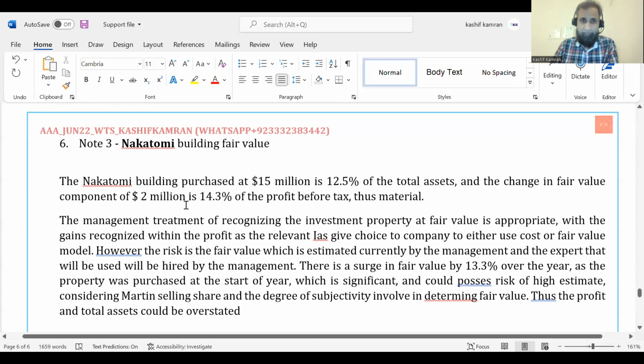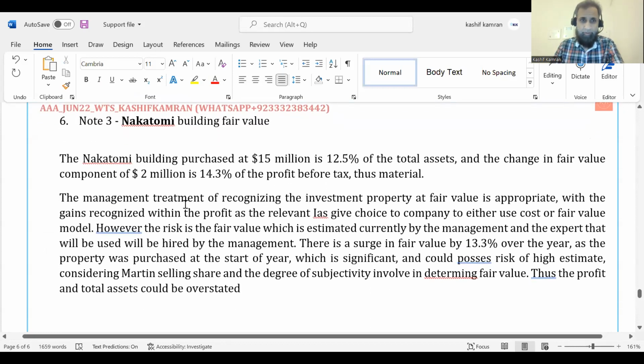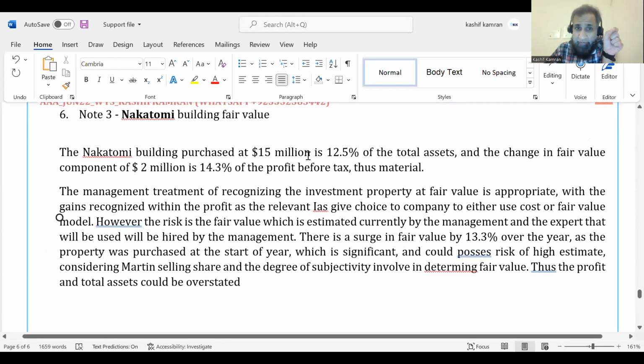Nakatomi building, right? The Nakatomi building purchased at $15 million is 12.5% of the total assets. If you want to find the materiality on the total assets, then you have to take the purchase price. And the change in the fair value component of $2 million is 14.3% of the profit.